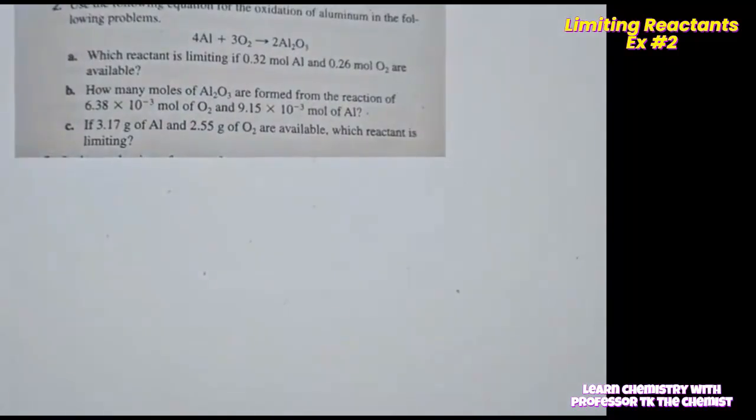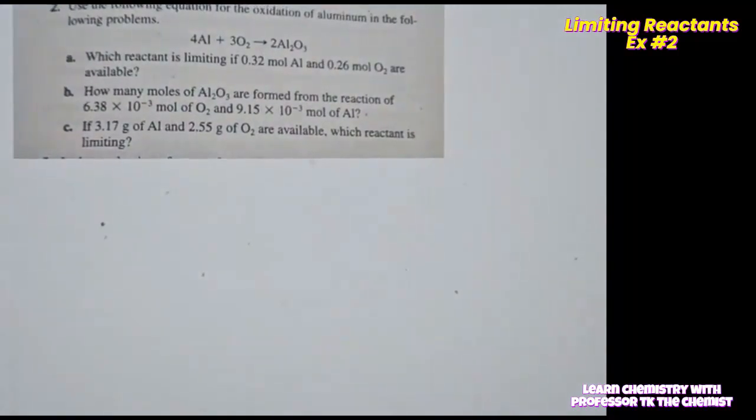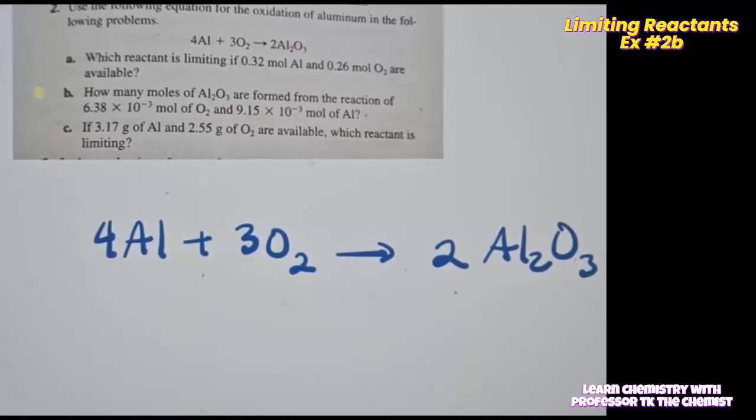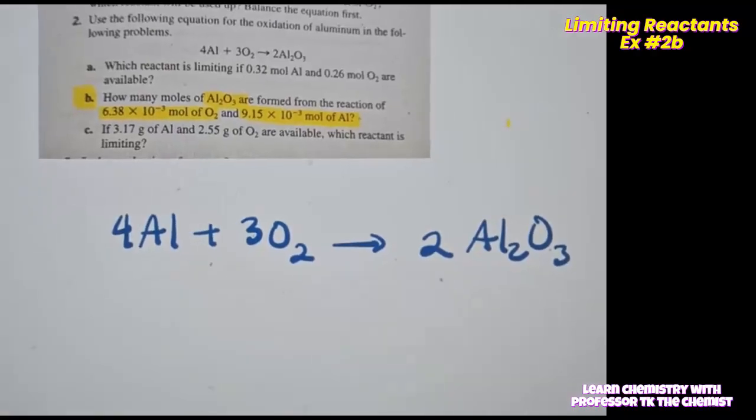For part B now, we're still dealing with the same chemical reaction, all right, which is the aluminum plus your oxygen, which gives you aluminum oxide, okay? Now for part B, it says how many moles of aluminum oxide are formed from the reaction of 6.38 times 10 to the negative third moles of oxygen and 9.15 times 10 to the negative third moles of aluminum. Now, this is an interesting type of problem.